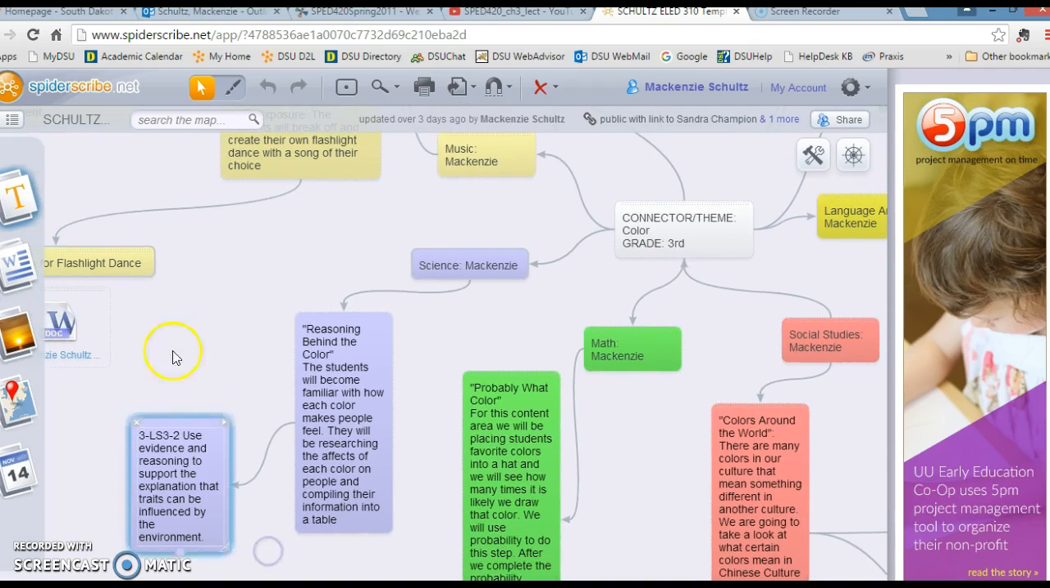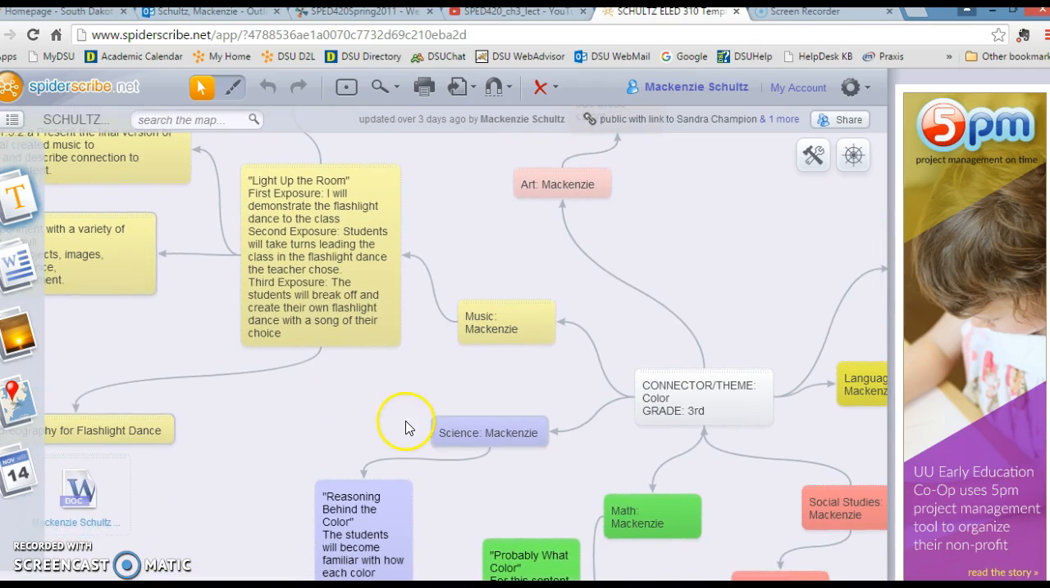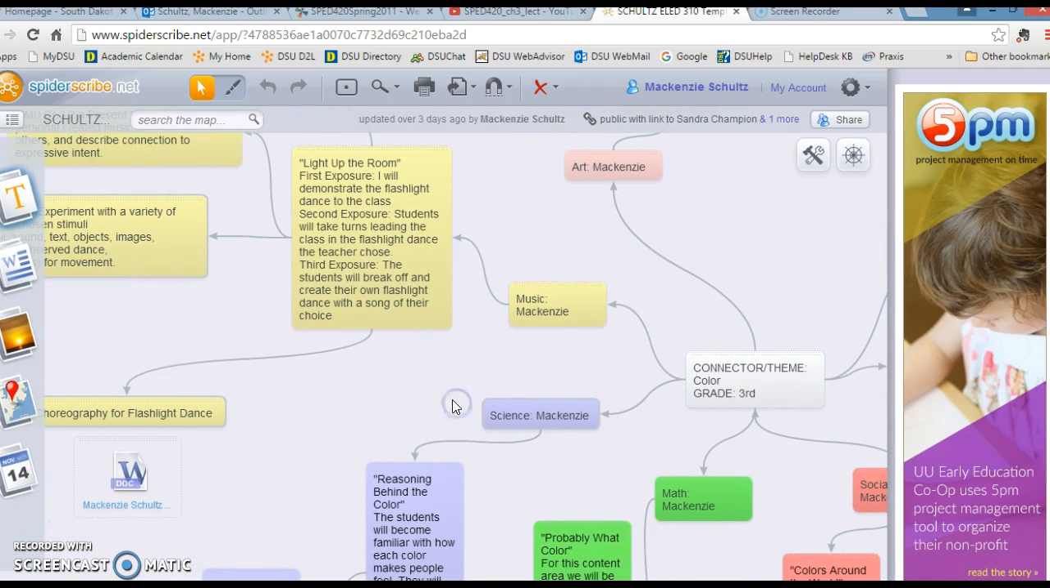Because everything in science is kind of influenced by the environment and how that works with the human. So our last content area is music. And for our music activity, we're going to do Light Up the Room. So it's going to be a flashlight choreography dance for the class. Their first exposure will be them watching me demonstrate some of the moves and demonstrate how the flashlight dance is going to go. And then I'm going to turn them loose. So the second exposure is all them. They will be leading the class in it. They will be showing the class how to do the flashlight dance.